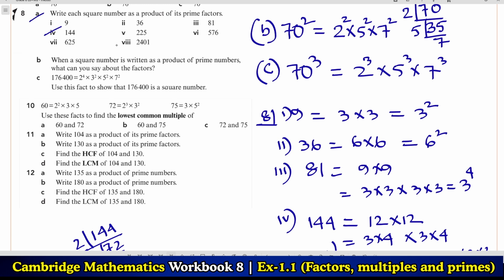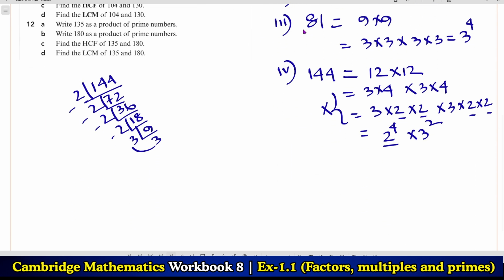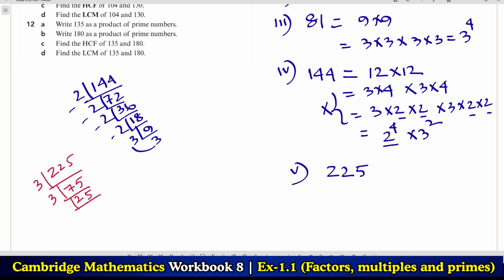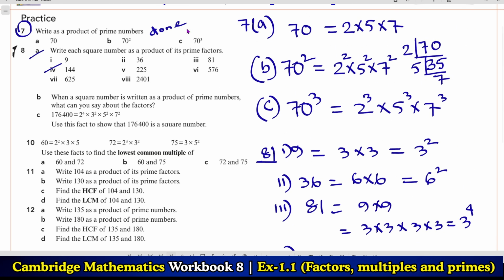It's 144. Now 225. We can divide this one by 3. So here is 75 and here is 5. We can also divide this one by 3. It's 25. Divided by 5, it's 5. So we will get 3 squared times 5 squared. Right? Very simple. Number 5 done.